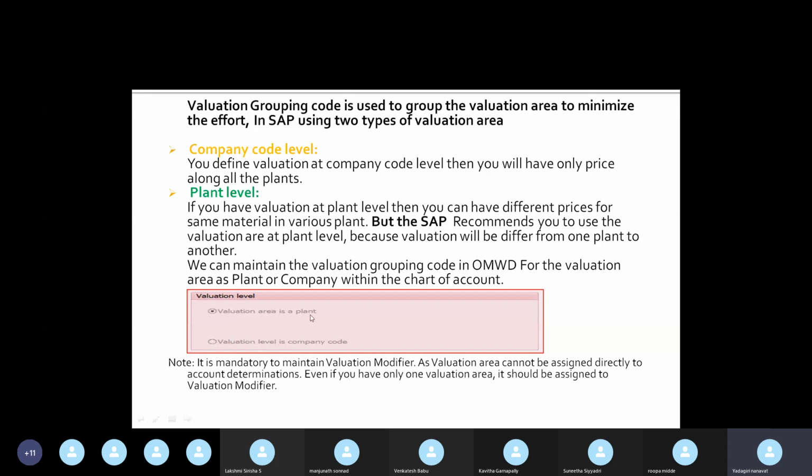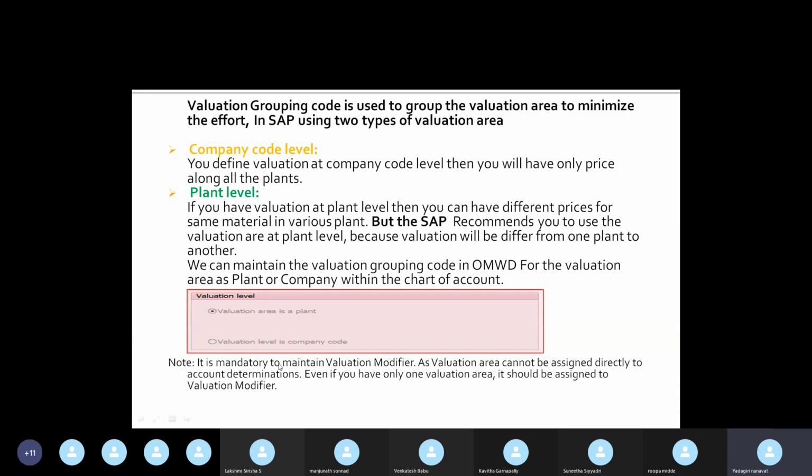Then if you select the valuation area as plant, here the price will vary. Like if you want to move the material from plant 1 to plant 2, then the transport charge will be, for example, 20 rupees. So the product price is 100 rupees. To move the goods from plant 1 to plant 2, we are incurring 20 rupees of expenses. If you want to move that particular good from plant 1 to plant 3, then again it will cost 20 rupees extra, so 140 rupees. So like that.